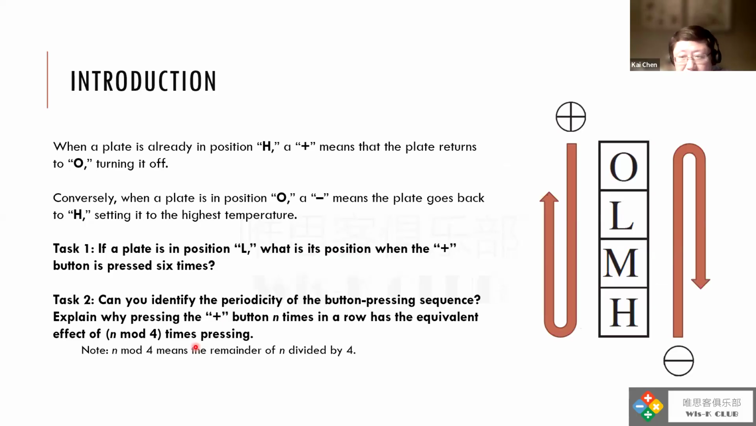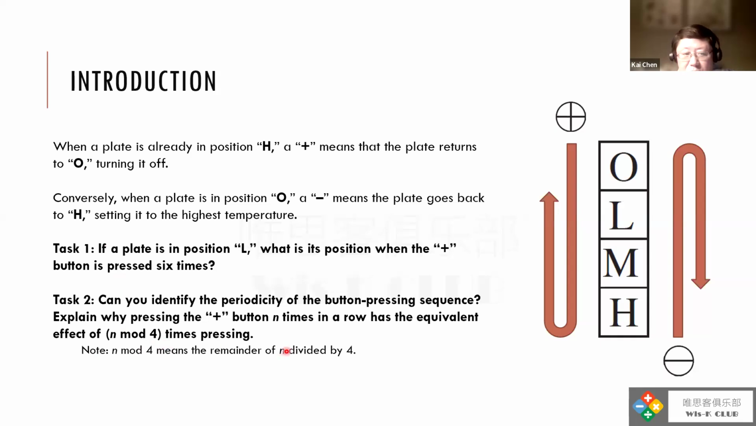First of all, about status, as I said, each plate has off, low, medium, and high. So 4 statuses. And now we have 2 different tasks. One task is: if we start with status L, and I press the plus button 6 times, what will be the status of these plates at the end? So that's the easy task.